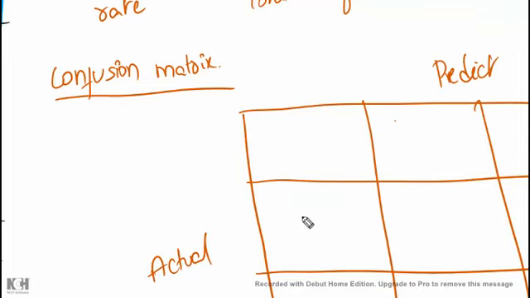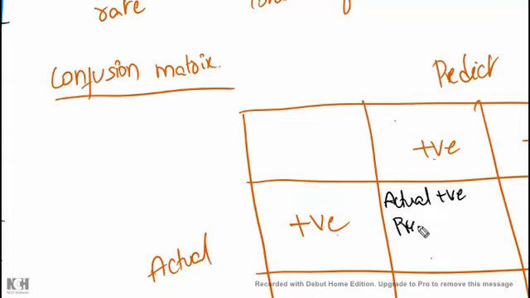Now, in the predicted, you have two classes, positive and negative. In the actual also, you have two classes, positive and negative. What classes are available in the actual class? What classes are available in the predicted class? Now, this particular cell indicates that the actual value is positive and predicted is also positive.